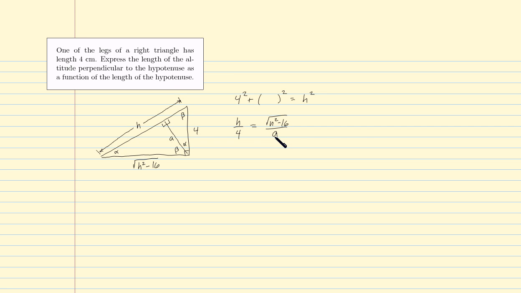Okay, and now we have a relationship, an equation that involves only the hypotenuse length and the altitude length. So I can solve that for my altitude length, and that gives me the altitude in terms of the hypotenuse, which is exactly what I want, the length of the altitude as a function of the length of the hypotenuse. Let's see, we could clean things up here by cross-multiplying. HA equals 4 times the square root of h squared minus 16, and then solve for A by dividing by h. So this is 4 times the square root of h squared minus 16, all of that over h. And that equals A, but given that we're trying to write it as a function of the length of the hypotenuse, I'm going to write it in function form here, A of h. And that is the function I seek. Hope that helps.